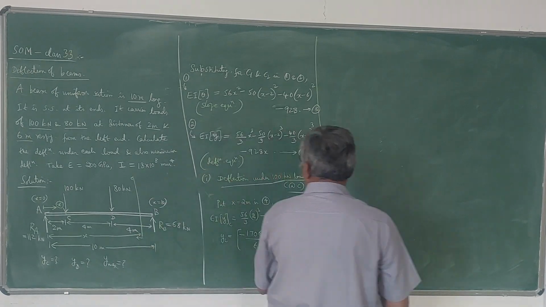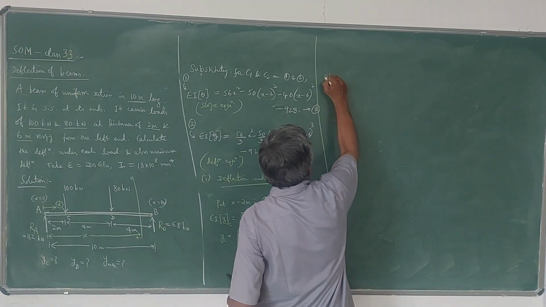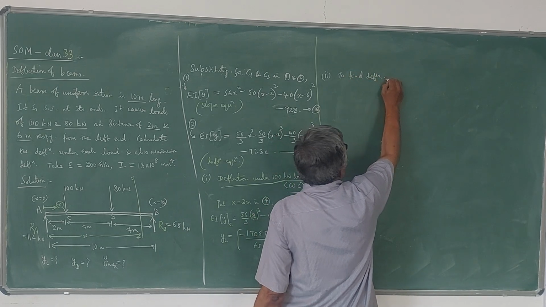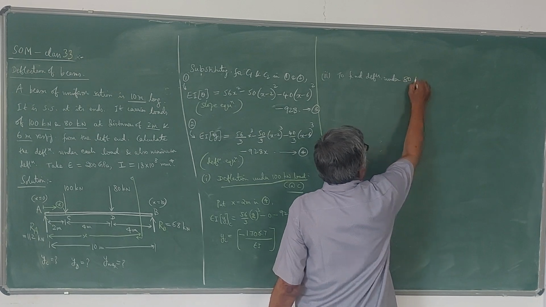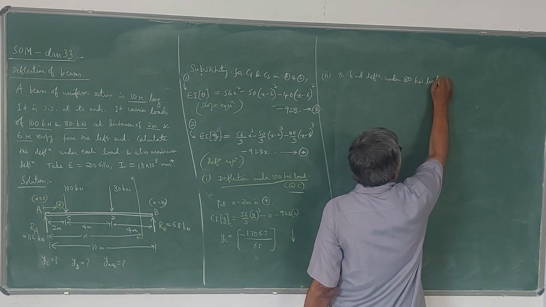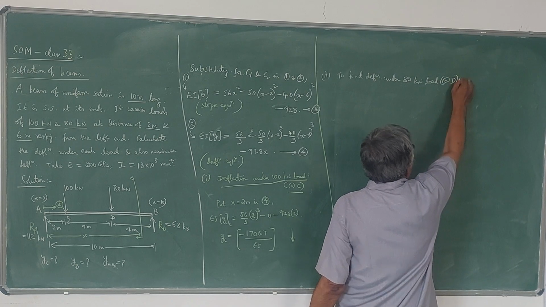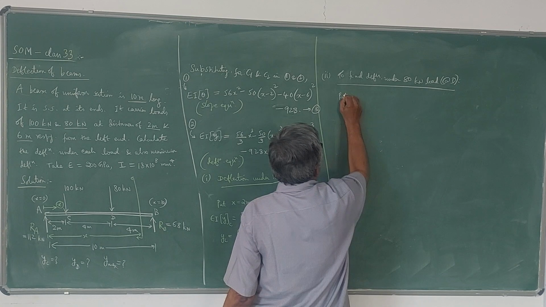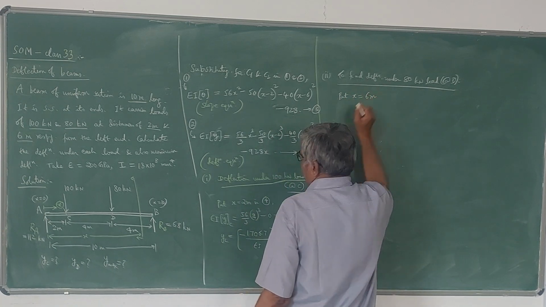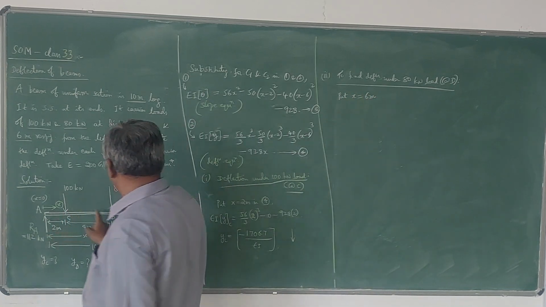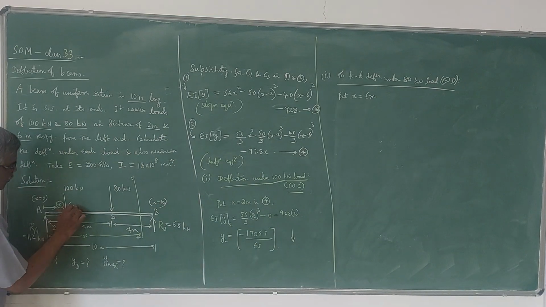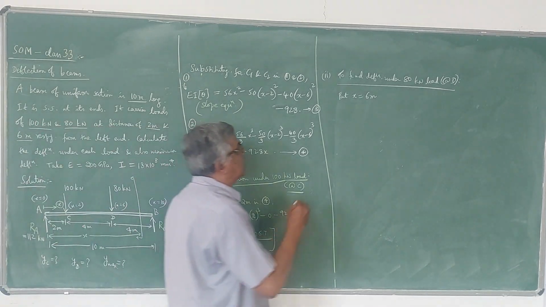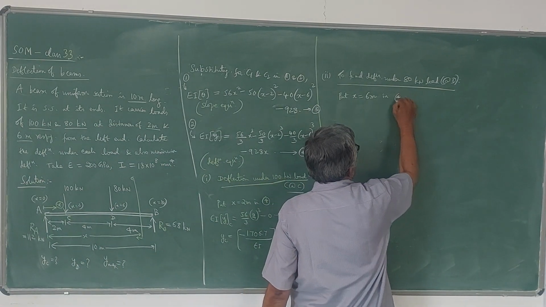Next step, to find the deflection under 80 kilonewton node, that is at point D. So we need YD now. Once again, put x is equal to 6 meters, because at D x value is 6. Here x value is 2. Here x value is 6. So put x is equal to 6 once again in equation 4.